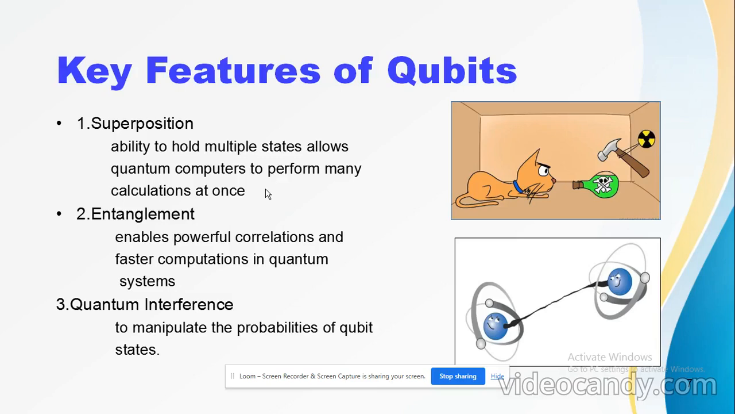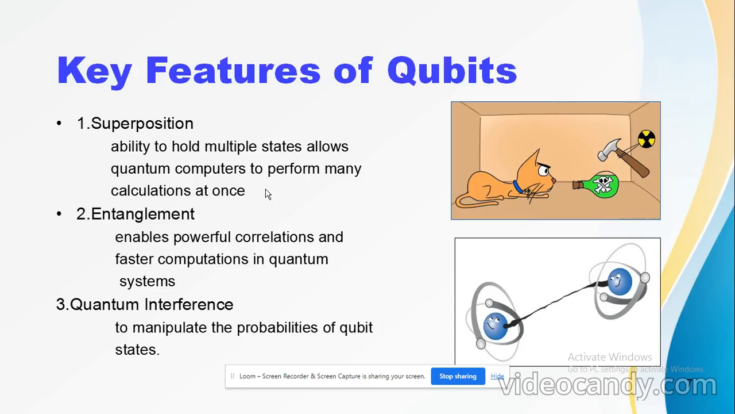Let us say that two particles are closely linked. One particle is at my home and another one is at your home. So whenever the behavior of one particle at my home changes, it will immediately affect the state of the other particle which is in your home, or vice versa.